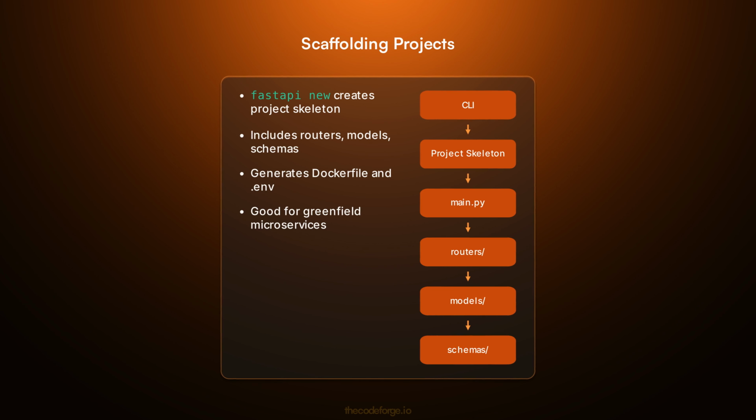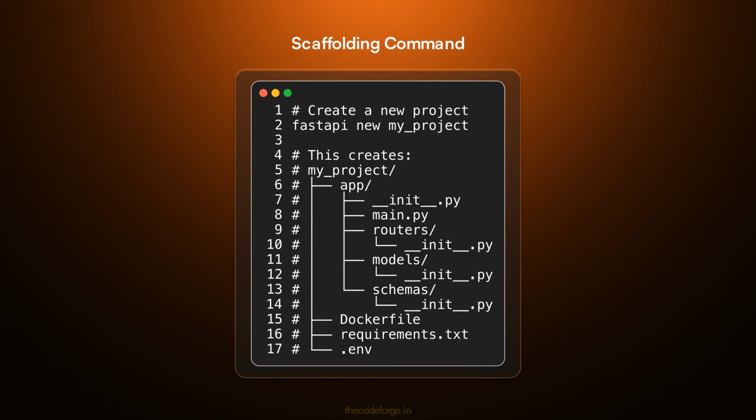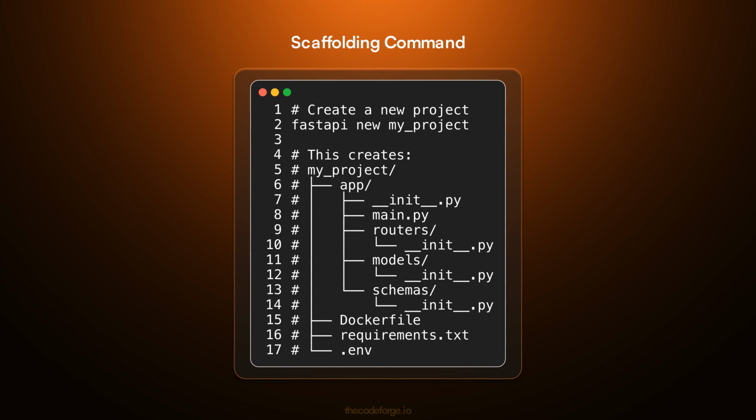The fastapi new command generates a project skeleton with a proper structure: main.py, routers, models, schemas, and a Dockerfile. It's great for new microservices, but might be overkill for monoliths. Run fastapi new my-project to create a new project. It generates a standard structure with placeholders. After scaffolding, run pip freeze > requirements.txt to lock versions.